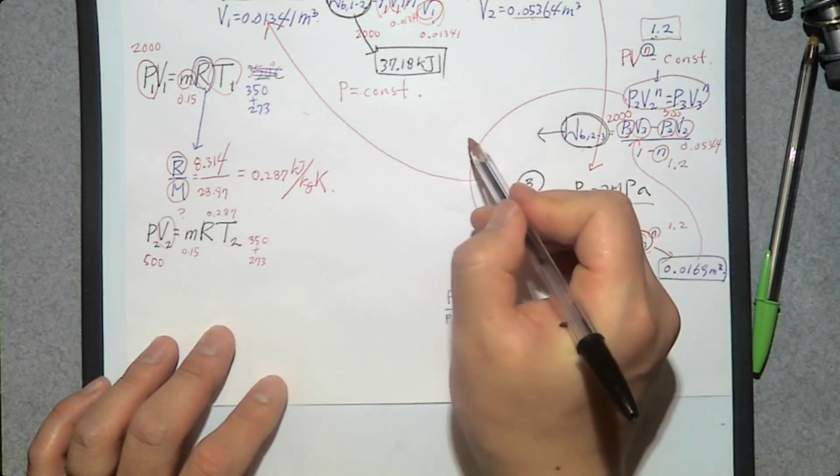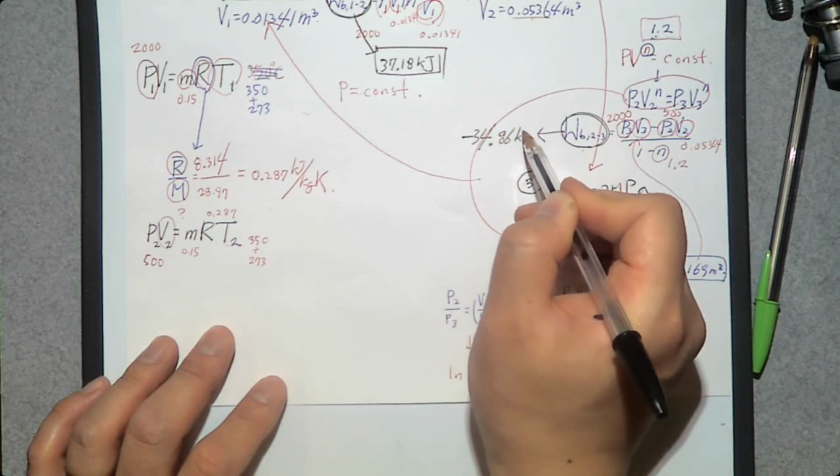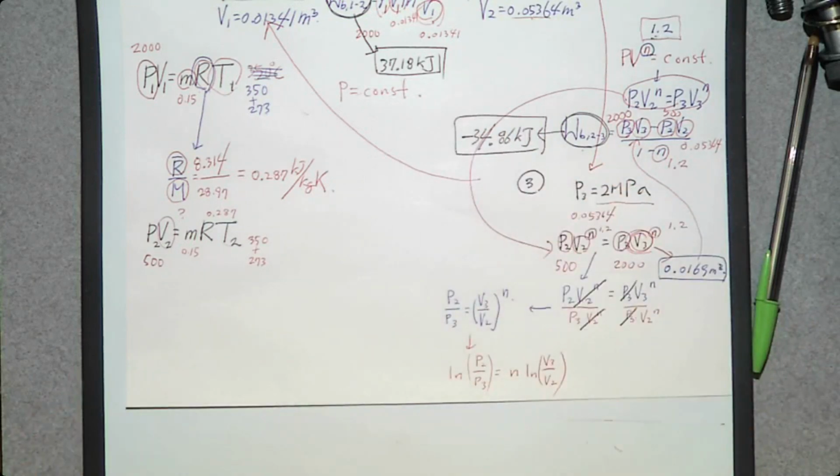The answer is minus 34.86 kilojoule. Why is this one a positive value and this one a negative value? Because this one is an expansion process, this one is a compression process. Whenever you have an expansion process, moving boundary work should be a positive value. If it is a compression process, the moving boundary work should be a negative value. What about moving boundary work 0? That means there is no moving boundary, it's a constant volume process.